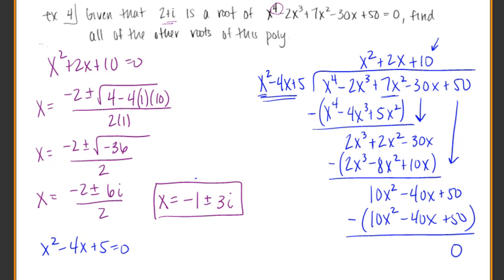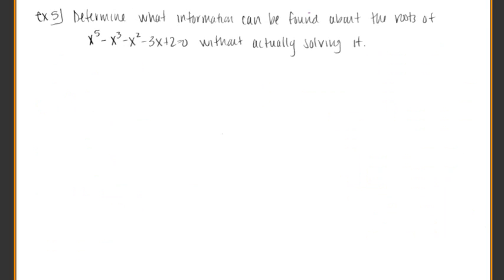Okay, so let's try example number 5. Example 5 says we just want to determine what information can be found out about the roots without actually solving it. So this is referring to Descartes' rule of signs, where the information they're asking us to find is how many potential positive roots and what are the potential negatives, the imaginary ones.